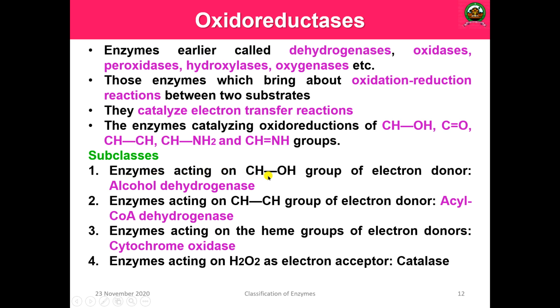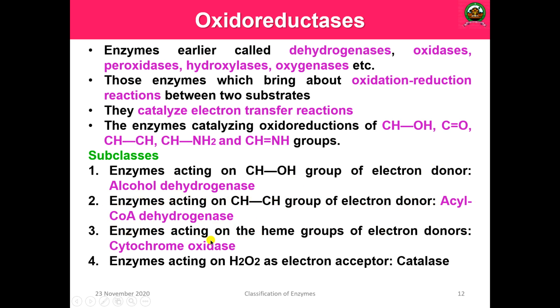The enzyme acting on the CH-OH group of the electron donor. Example, alcohol dehydrogenase. Okay, it's a trivial name. Second one is an enzyme acting on the CH-CH group of the electron donor, for example acyl-CoA dehydrogenase. Okay, the enzyme example of this particular subclass is acyl-CoA dehydrogenase.